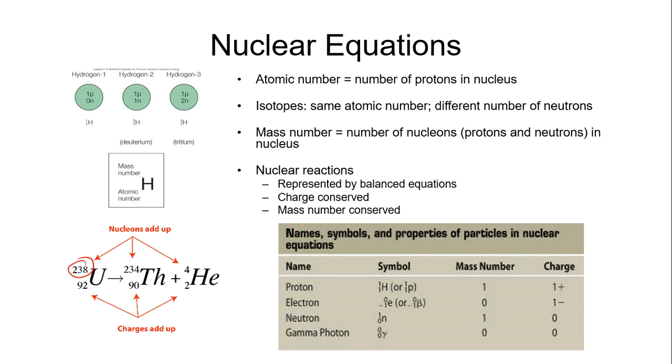A helium nucleus, or alpha particle, has a mass number of 4, 2 protons plus 2 neutrons. So what's left is 238 minus 4 is 234. The thorium has a mass of 234.